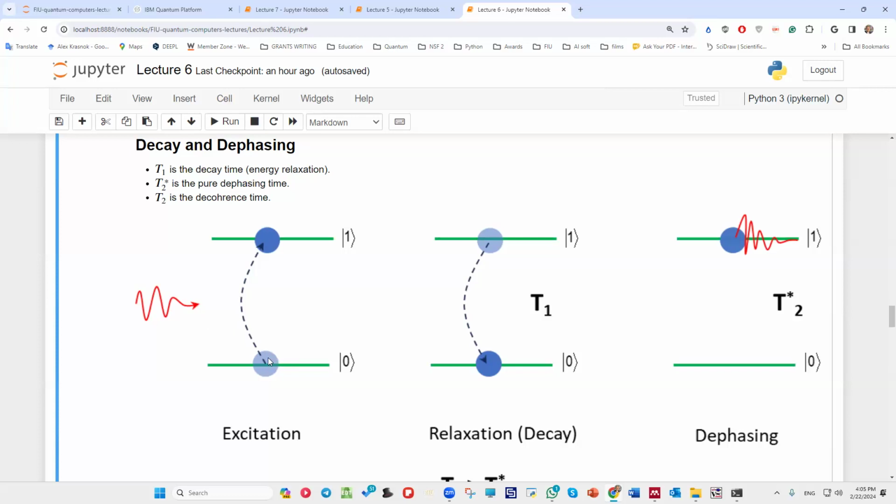So we can excite the system, for example, from the state 0 to the state 1, if this 0 and 1 represent states with different energy. Right? So then, after a while, the experiment says that after some time we denote by T capital 1, the system relaxes to the ground state, to the lower states. Okay, so this process is known as the relaxation or decay process.